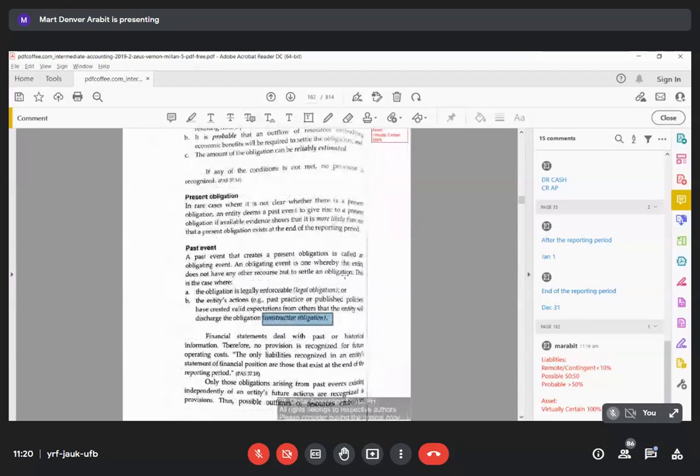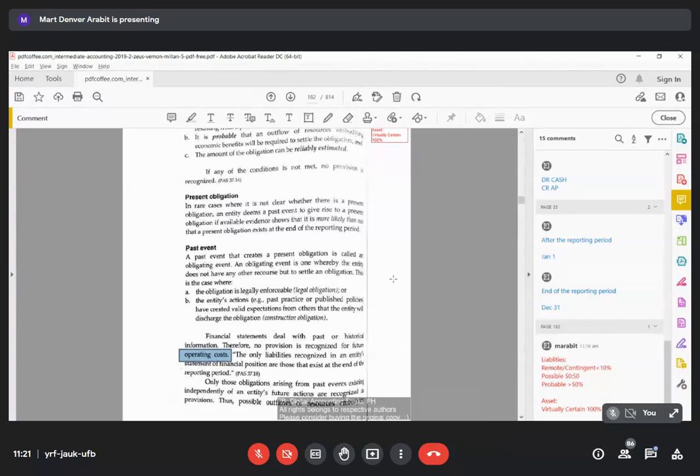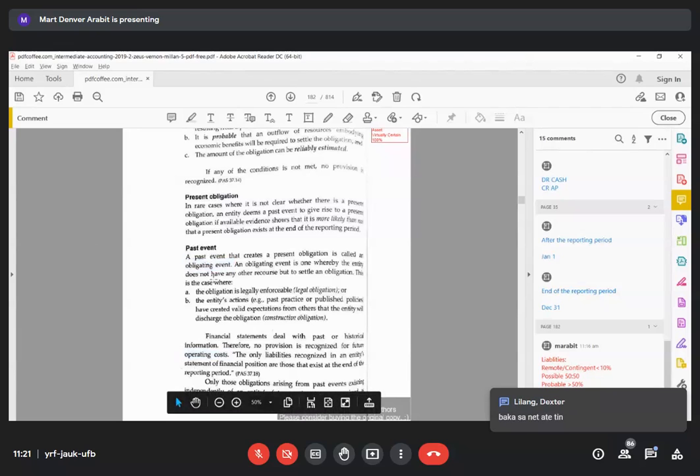Okay. So financial statements deal with past or historical information. Therefore, no provision is recognized for future operating costs. Again, since these operating costs will be incurred in the future, hindi dapat tayo mag-record ng provision for that. So that is technically, ina-accrue mo na yung mga costs without accruing the corresponding revenue for that. So again, it violates this principle of obligating event and it violates the matching principle at the same time. So provision for future operating costs is prohibited by the standard. The only liabilities recognized in an entity's statement of financial position are those that exist at the end of the reporting period.